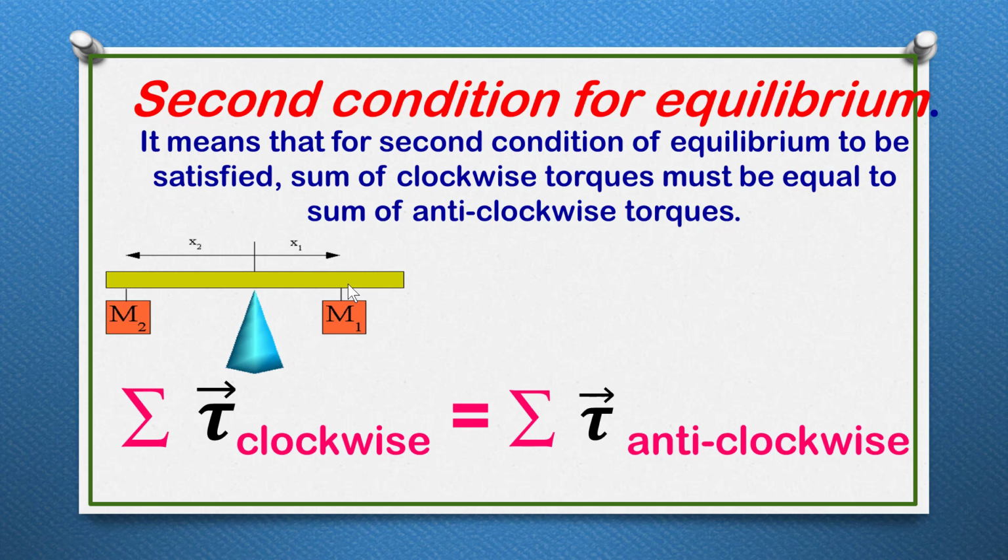Over here you can see that this body has weight in the downward direction, and if we take this central point as the pivot point, it has a clockwise torque. And this is again in the downward direction, but with reference to this central point it is in the anti-clockwise direction. So we can say that the sum of clockwise torques must be equal to the sum of anti-clockwise torques for the body to be in rotational equilibrium.